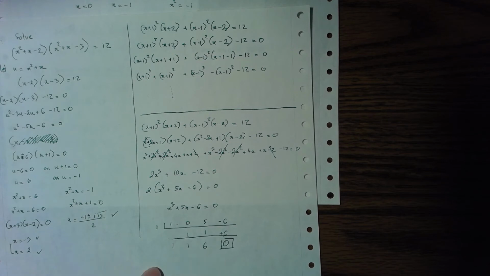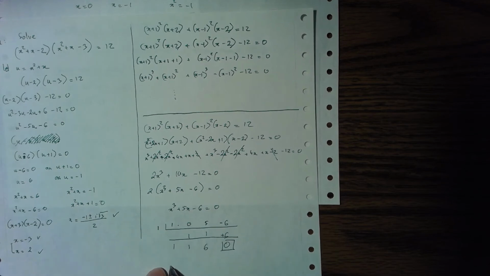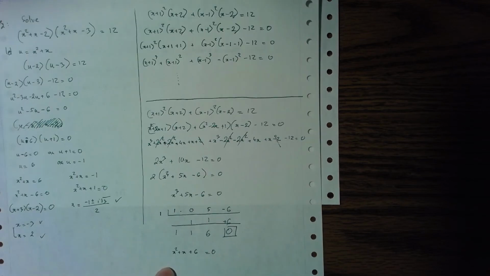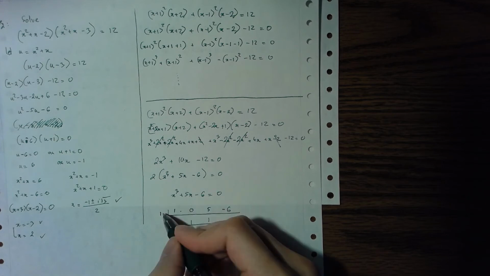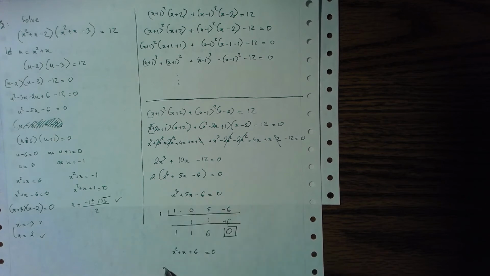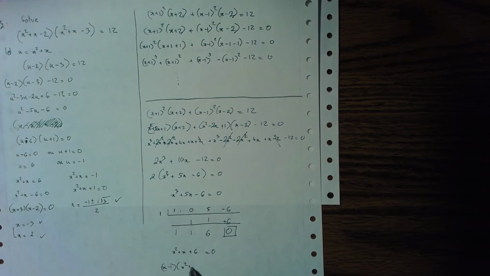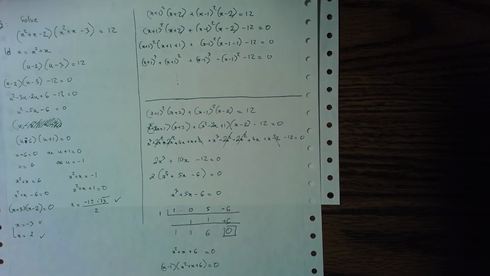Okay. So our quotient will be x squared plus x plus 6 equal to 0, and this is a quadratic over here. So we factor. 1 is a 0 already, so we have x minus 1 times x squared plus x plus 6 equals 0. I split it out: x minus 1 equals 0, x equals 1, and x squared plus x plus 6 equal to 0.